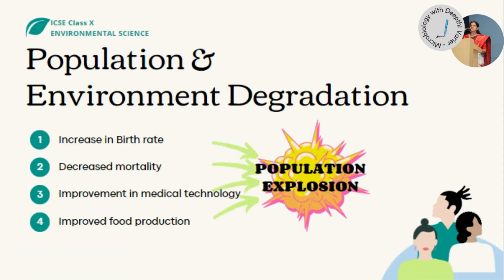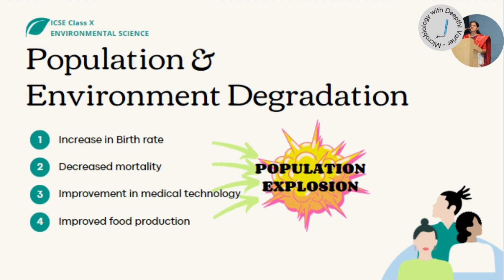Now, when we say human population is causing environmental degradation, or when we say there is a link between these two, it is true because human population has increased exponentially over the last few decades. We have had a population explosion. And what are the reasons for this population to explode? The first reason is the increase in birth rate.